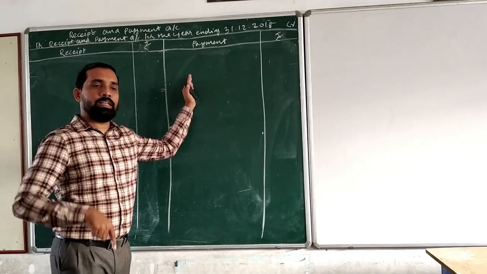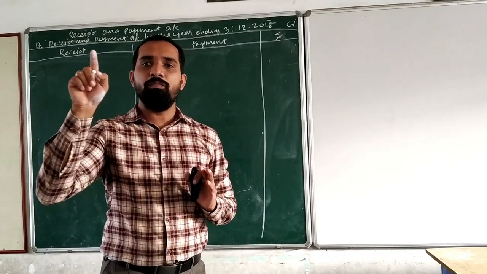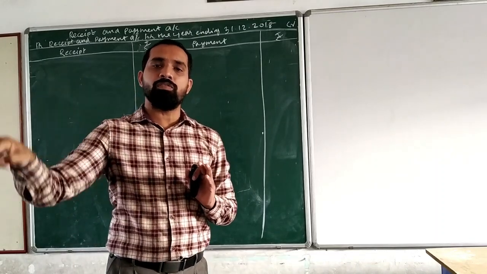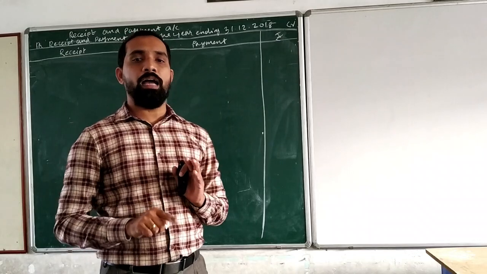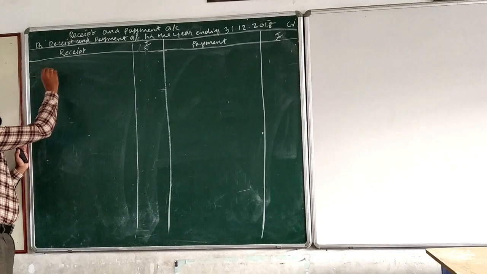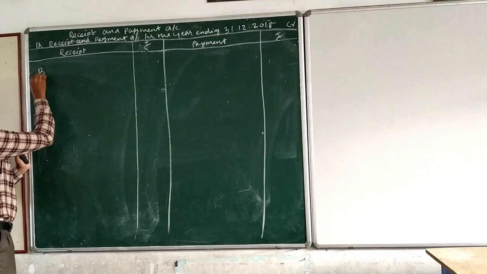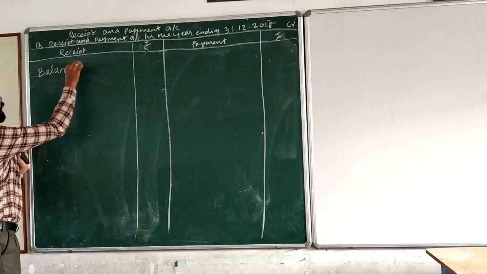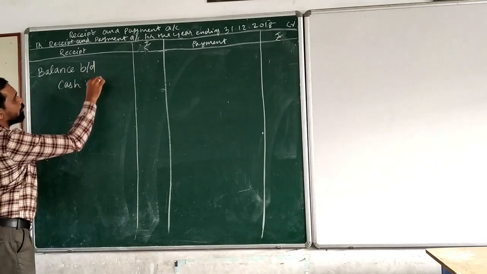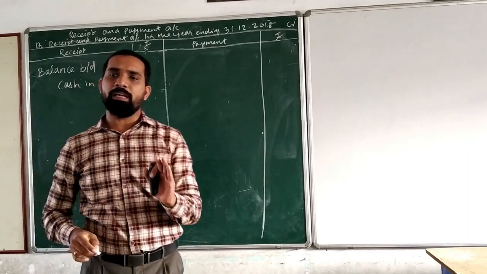In this question, the first item is cash in hand on 1/1/2018. It is an opening balance. Opening balance is always shown on the debit side of the receipts and payments account. So that means balance brought down, that is cash in hand. How much rupees? 500.